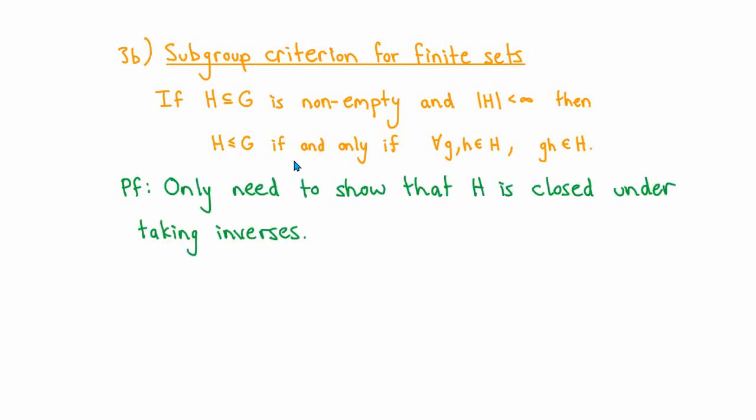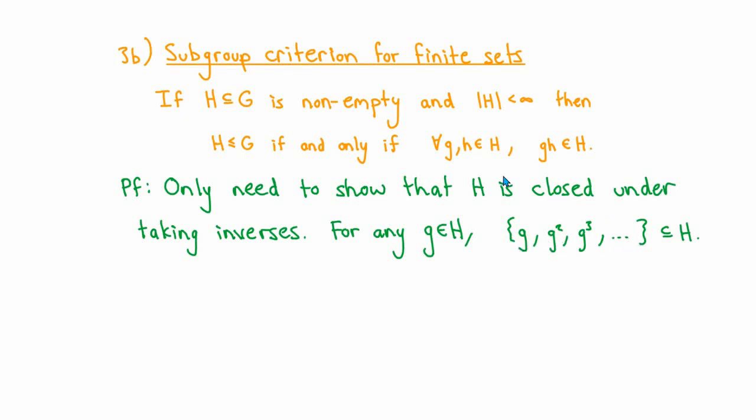As mentioned, we're trying to show that if H is a non-empty finite subset of G which satisfies the condition on the right, then it's automatically a subgroup of G, and what we need to check is that such a set H is closed under taking inverses. So choose your favorite element g of H, and consider the set consisting of all positive powers of g: g to the 1, g squared, g cubed, and so on.